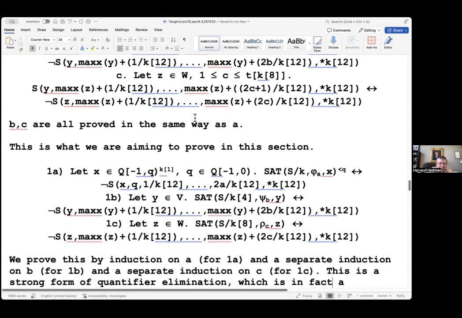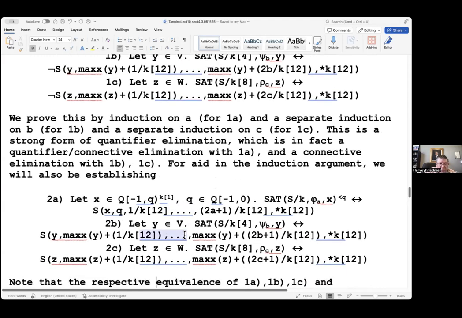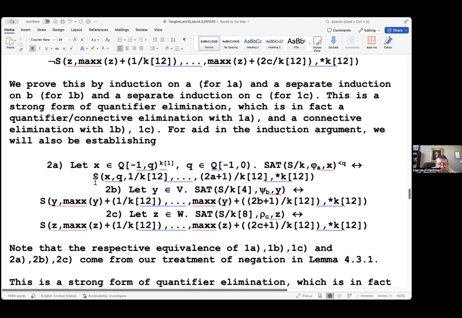And now this is what we're aiming to prove in this section. This is called atomic representation, the title of this section. S AT is equivalent to not S, and there's a positive form of this where S AT is equivalent to S without the not. And for the induction hypotheses to work, you want to have both going on.